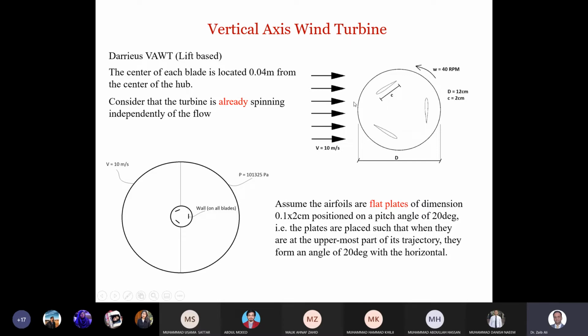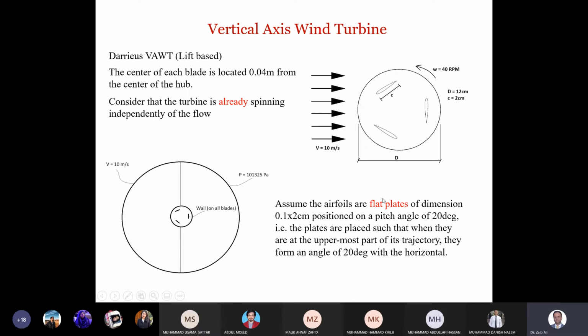This is a very important assumption because in reality, your flow should dictate, or the velocity of incoming air should dictate the RPM, or the forces being developed. But we are simplifying it, and we are assuming that the turbine is already spinning with 40 revolutions per minute. So this is one of the assumptions.